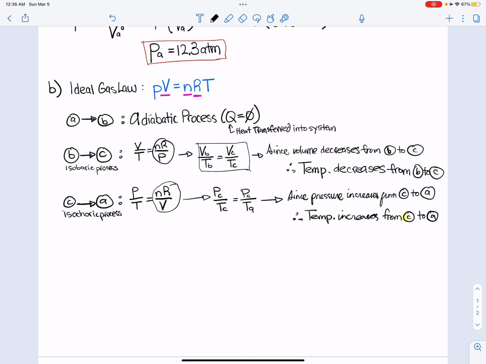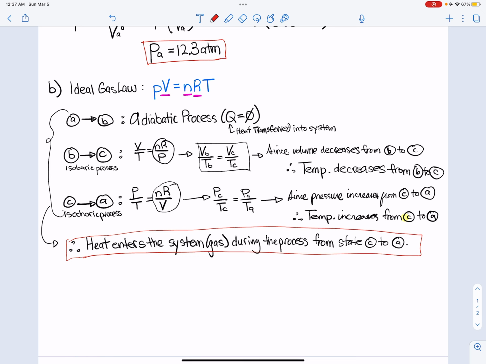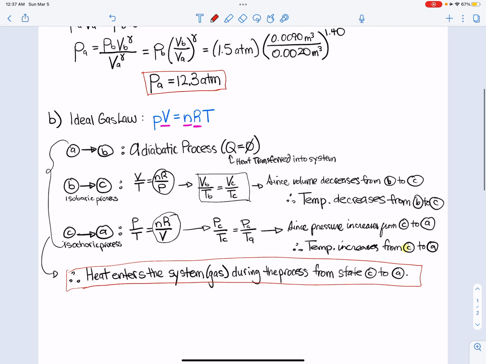So looking at these, I could say that therefore heat enters the system, or enters the gas, because that's our system, during the process from state C to state A. And that is part of my answer for part B. But it also asks us how much heat enters the gas, so we're going to get to that right now.